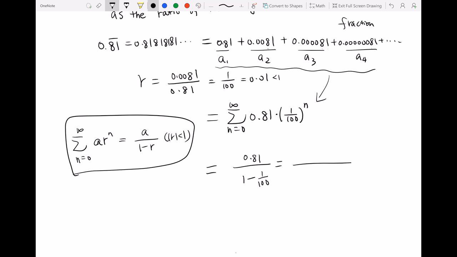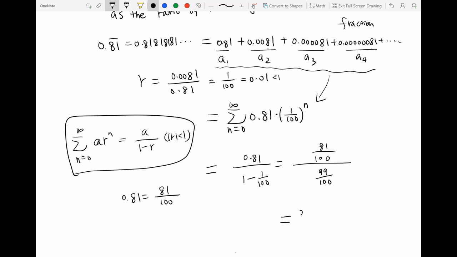If I convert just 0.81 as a fraction, it's going to be what? 0.81 equals a fraction as, can you tell me that? 81 over 100. Very good. Perfect. 81 over 100. You're doing a very good job. Yes. So what is 1 minus 1 over 100? 99 over 100. That's perfect. Okay. So now if I simplify this, what would I have?